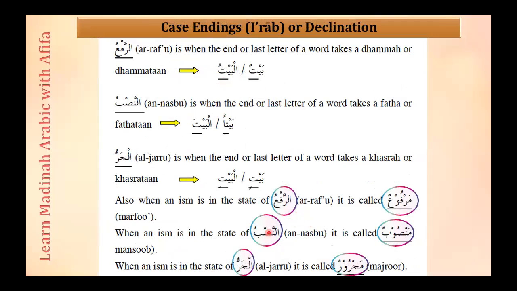So this is saying something similar. So when the noun ends with a dhamma, it is called raf. The state is marfu'un, so it's the same thing. It's really, see, it's the same letters in it. So I don't want you to be confused by this terminology. It's just saying the same thing, that when it ends with a dhamma, it is called raf. The state is marfu'un. Again, nasb, it's the same thing. When it ends with a fatha, you say it's nasb, and the state is mansubun. And then when the last letter takes a kasra, it is al-jar. And again, the state is what you have to focus on, majrurun. Okay, so don't be confused by these terms. You just have to worry about knowing marfu'un, mansubun, majrurun.